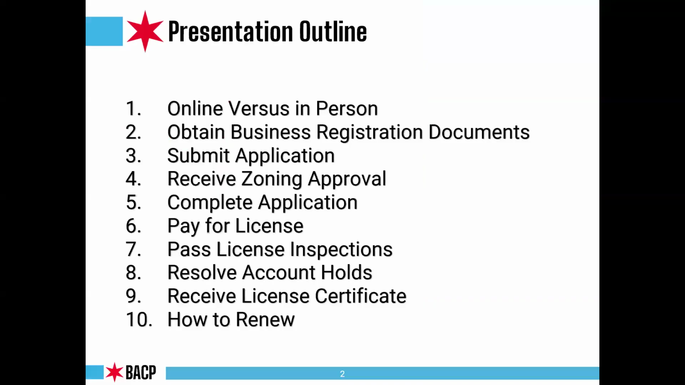We will cover what the process looks like if you choose to pursue this online versus in person, documents needed for your application, information that will need to be furnished, steps to receiving zoning approval, the application completion process once zoning has been approved, paying for your license, passing any inspections that your business may undergo, holds that may prevent license issuance, and finally, receiving your business license. We will also be providing insight on how to renew your license when that time comes.